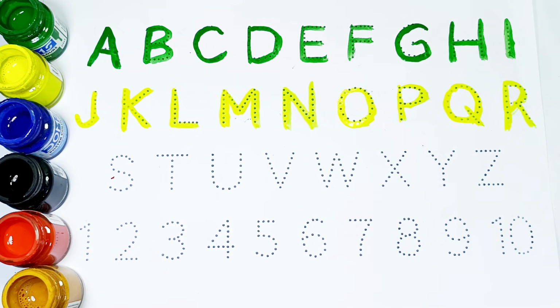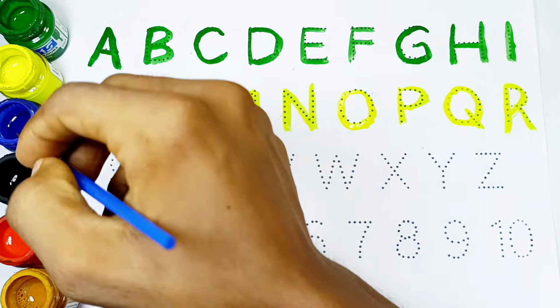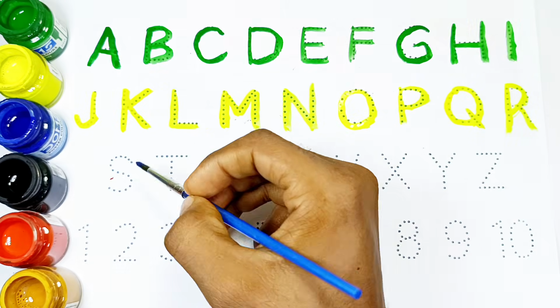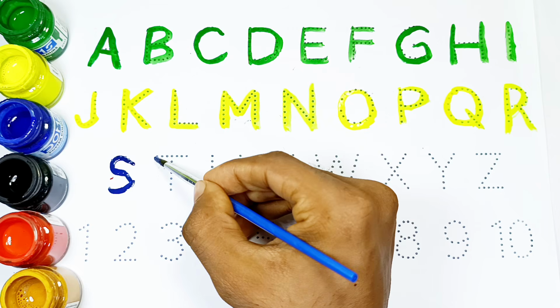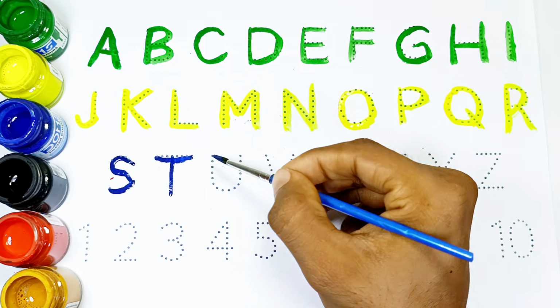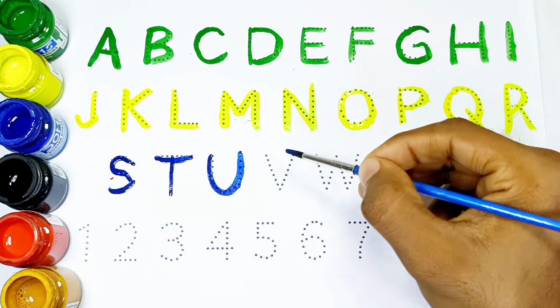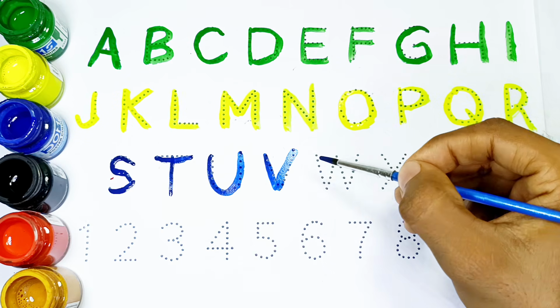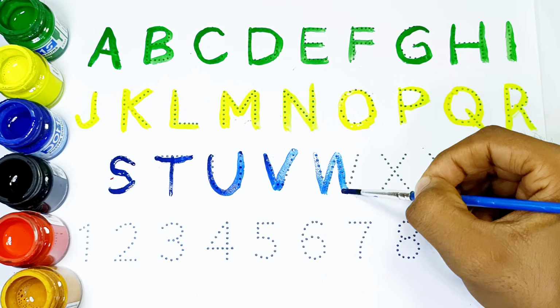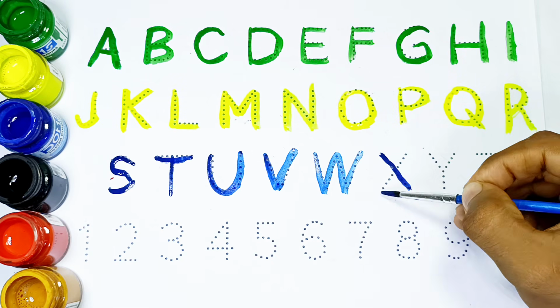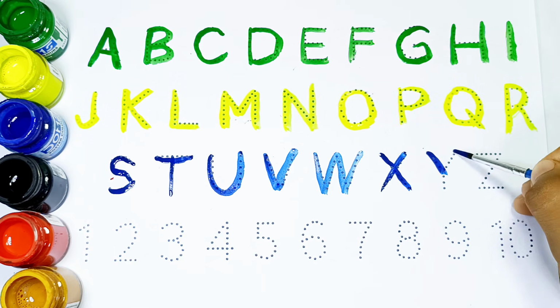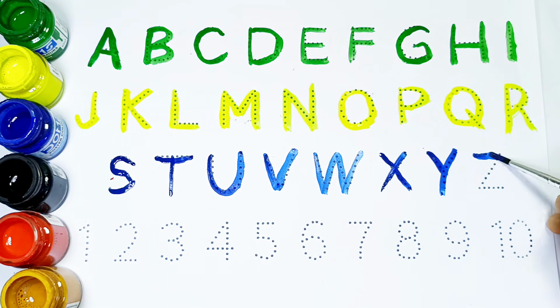R for rose. Now you draw S, and you use blue color. S for sun. T for teacher. U for umbrella. V for van. W for... Y for yo-yo, and Z for zebra.